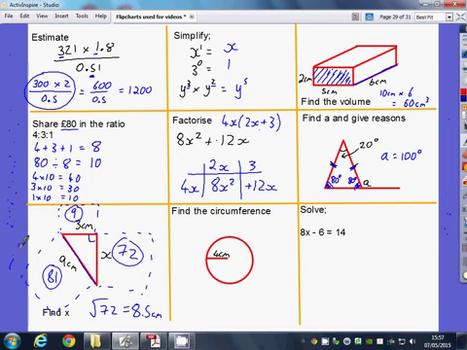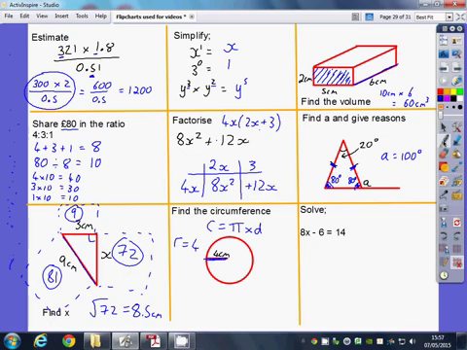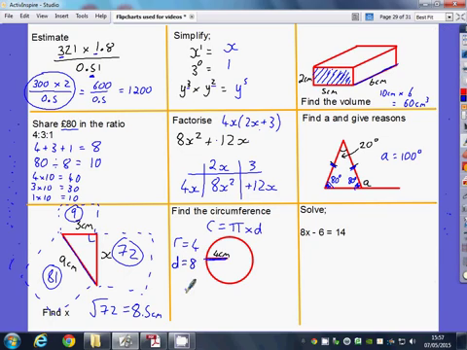Number 8, find the circumference. Key here, we are given the radius. So the radius is 4. Well, the circumference is pi times diameter. It's pi d, isn't it? So that's how we find the circumference. Well, I know the radius is 4. Well, if r is 4, then the diameter must be 8.